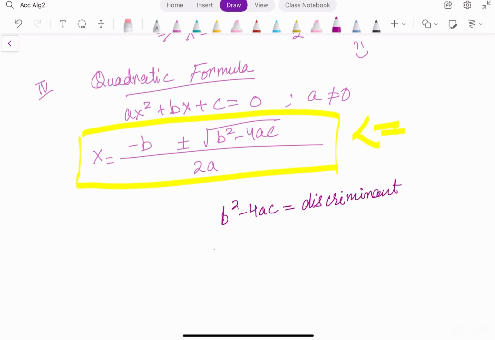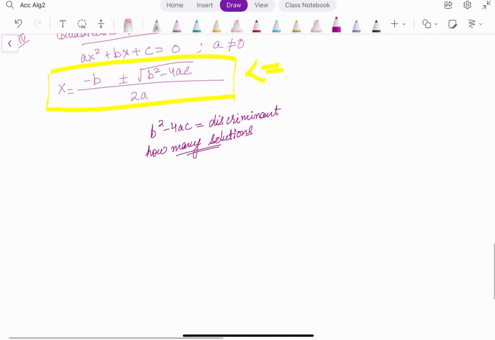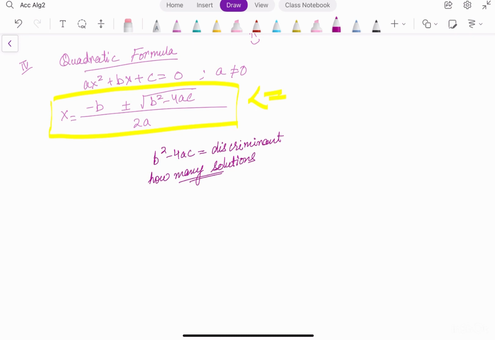So how it works is this. If b squared minus 4ac is greater than 0, then how many solutions will it generate? If it is less than 0, then how many solutions? Or if it is equal to 0, then what will happen? So let's write all the scenarios.